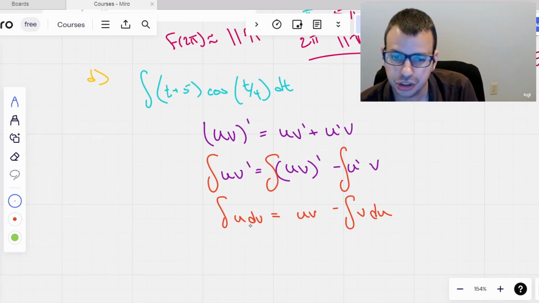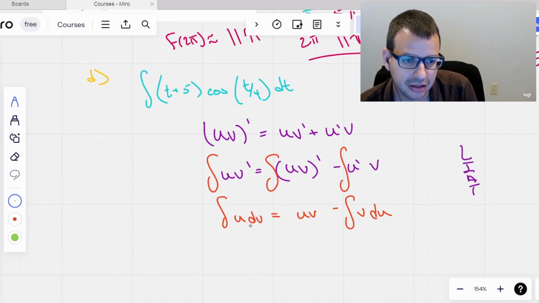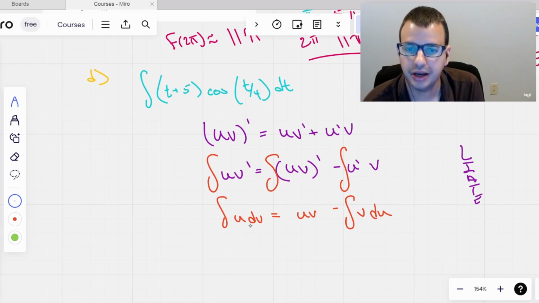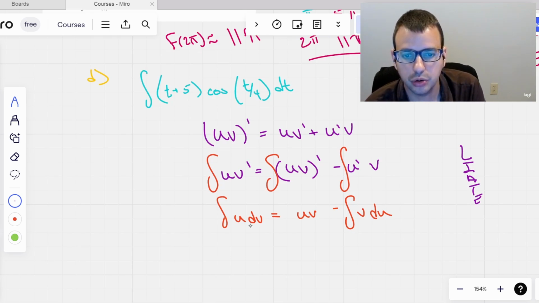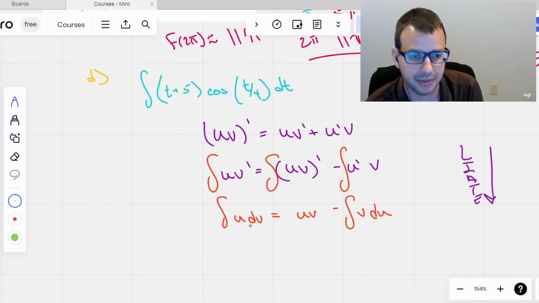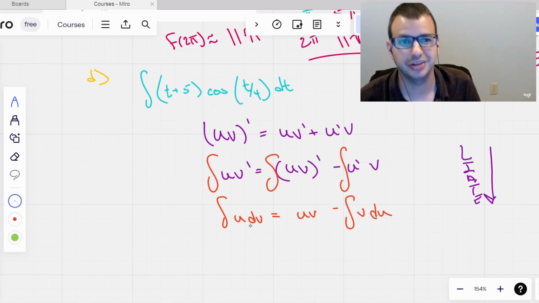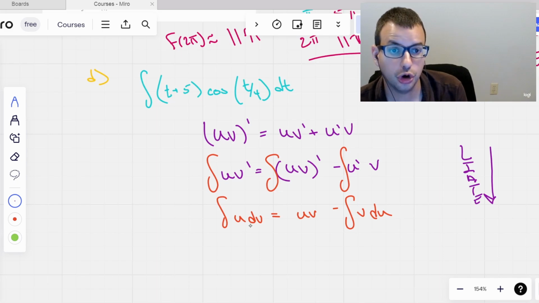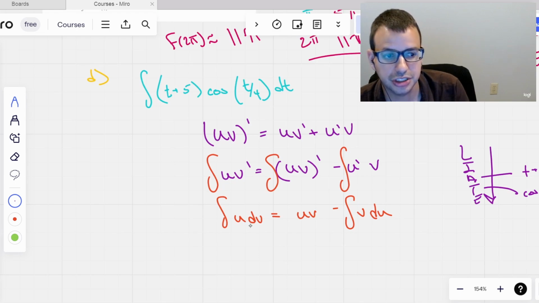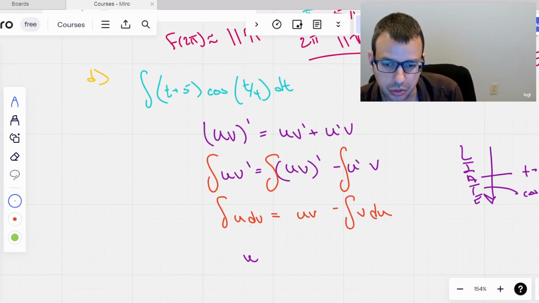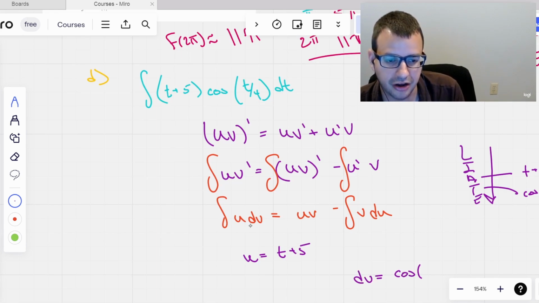And then to choose the u, there's a mnemonic, either LIATE or ILATE, pretty much the same, and whichever one is highest, going from top to bottom, is usually what you want to choose. Another way of thinking of it is the thing that's going to go away, you want to set equal to u. In this case, we have an algebraic, t plus 5, and a trig, cosine of t over 4. Since the algebraic is higher, that will be our u. So u is t plus 5, and dv is cosine of t over 4.